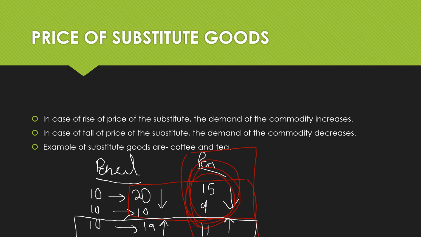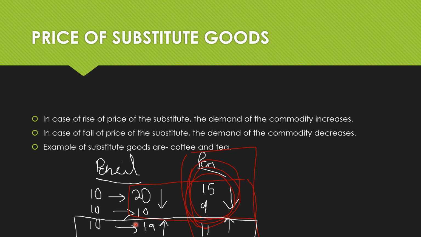With the rise in the price of pen, which is a substitute, there is also a rise in the demand for pencil. So in this particular thing, we are trying to show how the price of a substitute, in this case the pen, is having an impact on the demand of pencils. That is our main commodity. That is what substitute goods are.